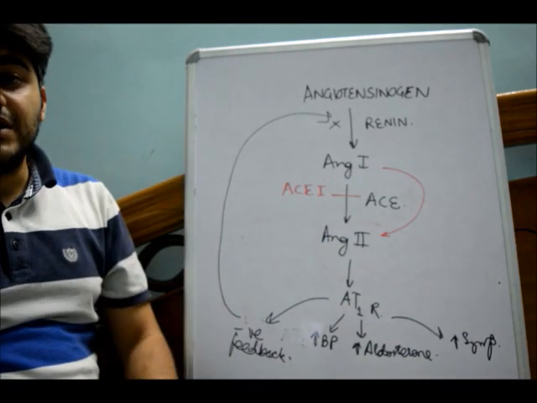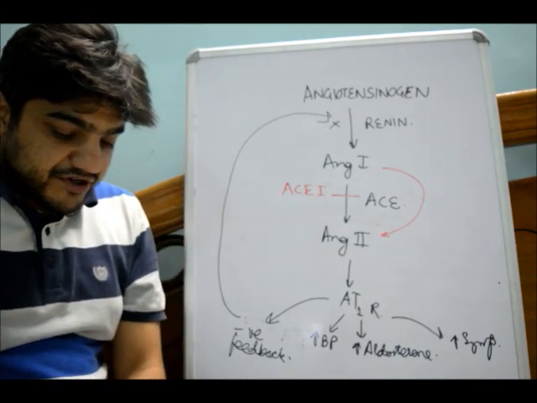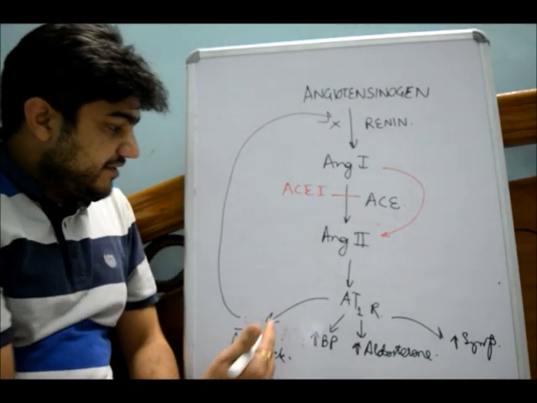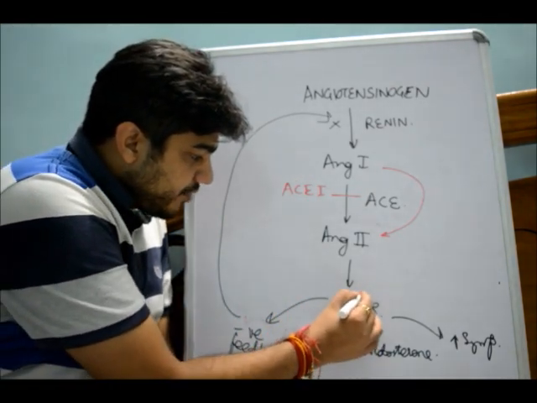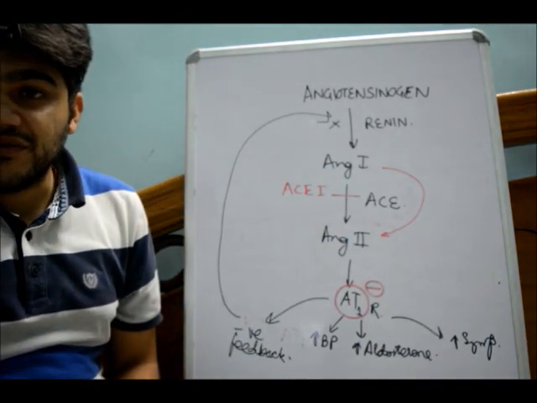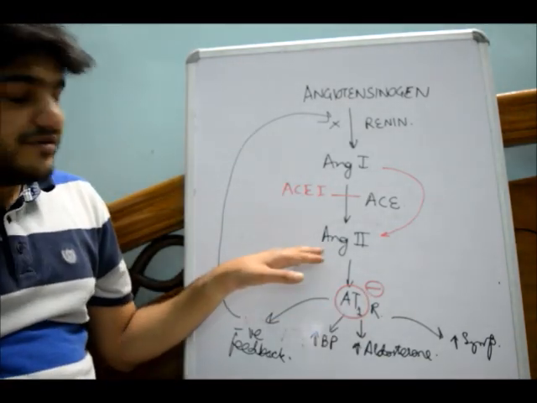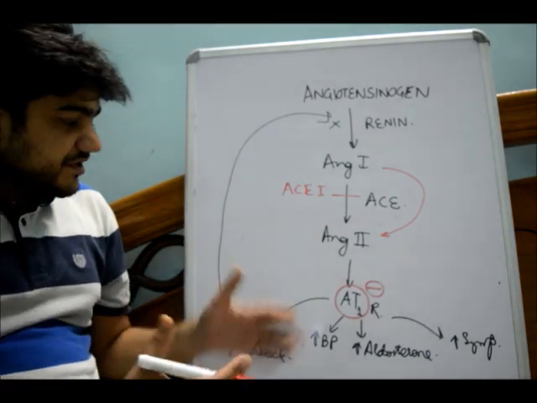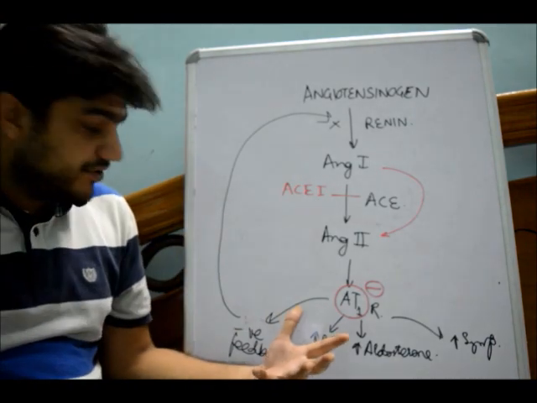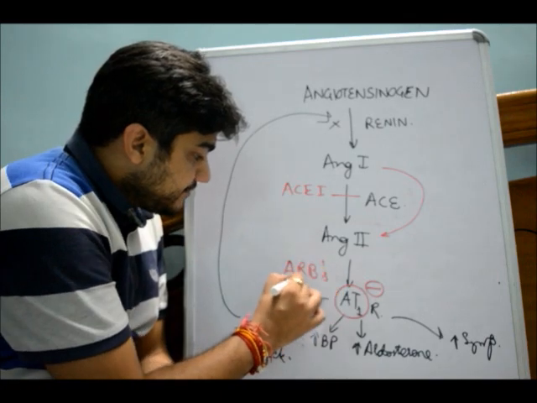In order to counter that, another type of drugs was synthesized, called the angiotensin receptor blockers. They block the angiotensin receptors, the AT1 receptors. So they are antagonists at the AT1 receptor. So even though angiotensin 2 is produced, it is not able to act on the AT1 receptors because you have given an antagonist. Those drugs we can also call ARBs.